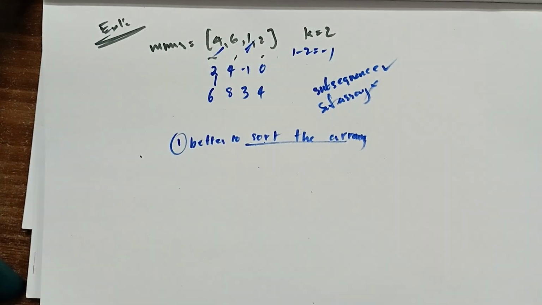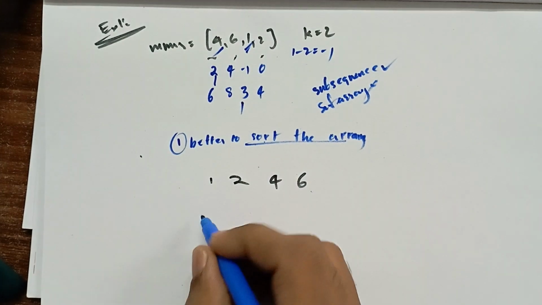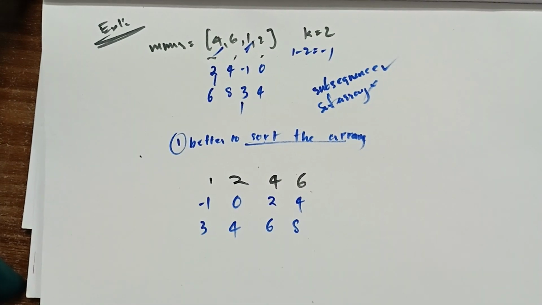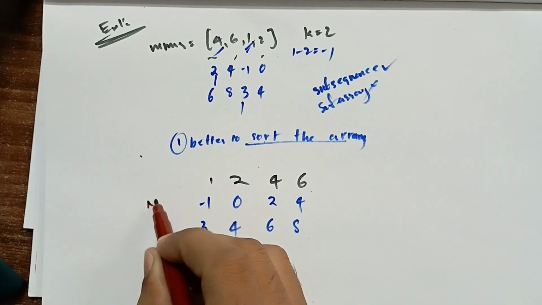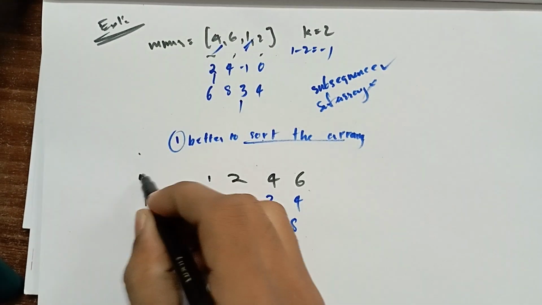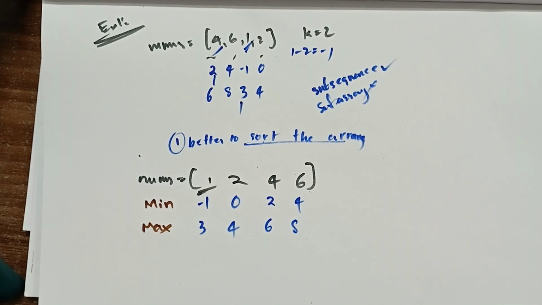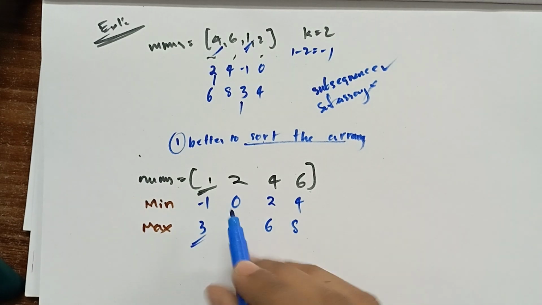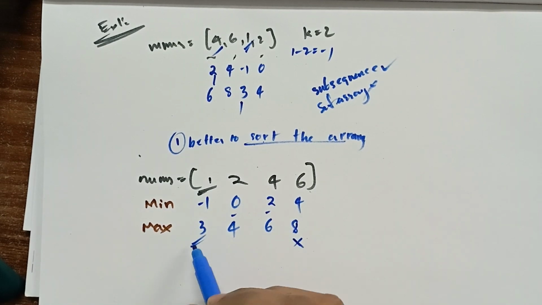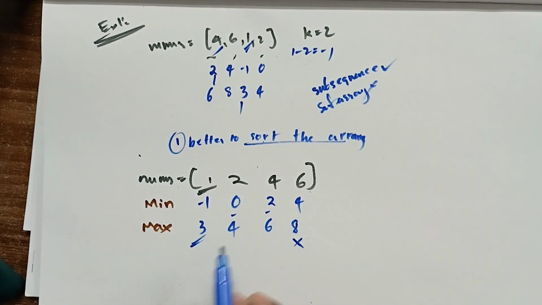After sorting the array, let us take these elements again: 1 2 4 6, and the minimum range and the maximum range will be -1 3, 0 4, 2 6, 4 8. So let me make this like this: this is the minimum which it can go, this is the maximum, and these are the nums given. So let us see. If you take 1, the maximum it can go to is 3. We can get a 3 here, and we can get a 3 here, and we cannot get a 3 here. So 3 is the first thing, and let us ignore this one.